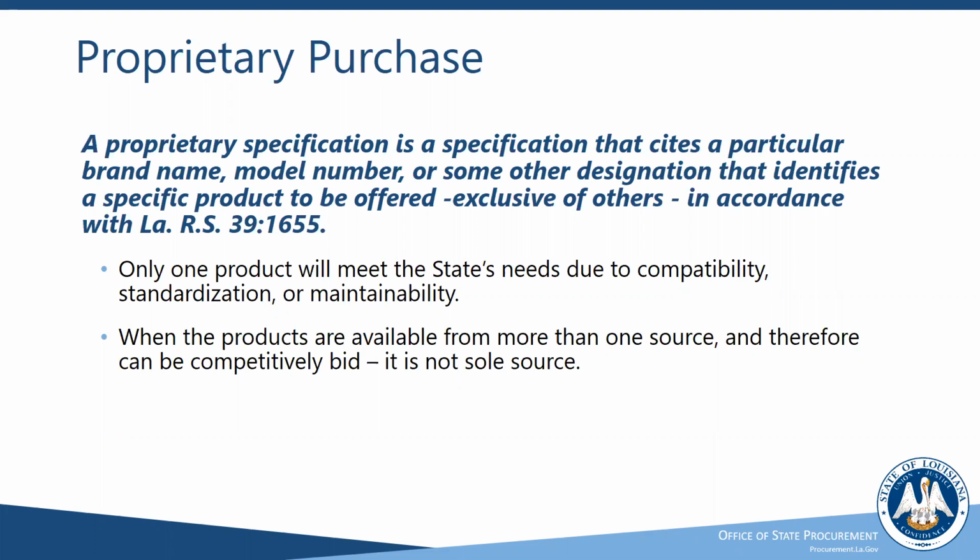So the example that we've got for this one is that an agency must have a Carhartt Model 123 jacket for its employees because it's part of their uniform and they all have to match. This qualifies as proprietary because we're looking at standardization, but because there are multiple distributors who can sell Carhartt brand, we're going to bid it out.